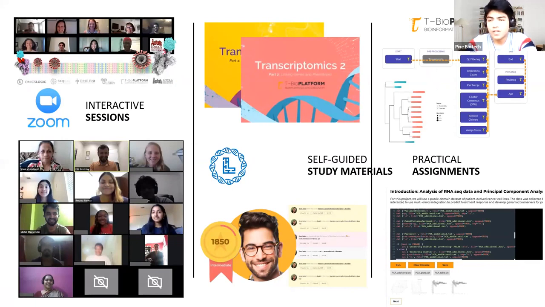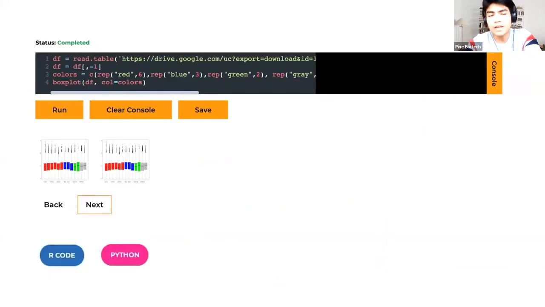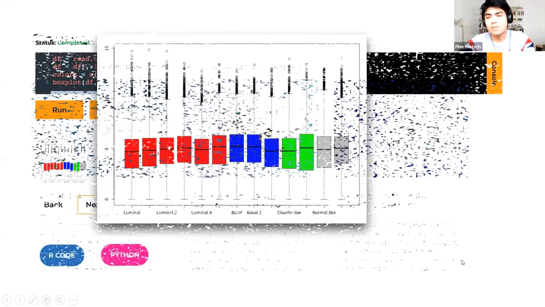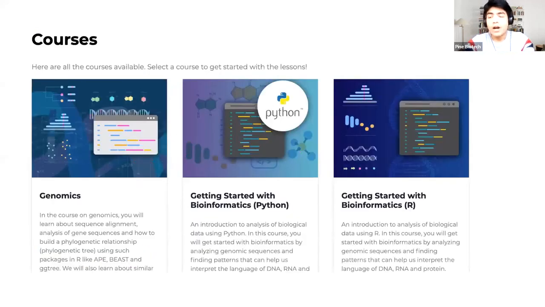There are various self-guided study materials already uploaded on our Learn Omics Logic platform, as well as practical hands-on assignments on the tBioInfo platform and the Omics Logic Code Playground. This is a snippet of how we have integrated the coding console onto our platform, where you don't need to download any extra IDE or software to run code like Python or R. You can do it right here and generate meaningful biological results. How to do that is comprehensively covered in courses like genomics, Python for bioinformatics, R for bioinformatics, and more.